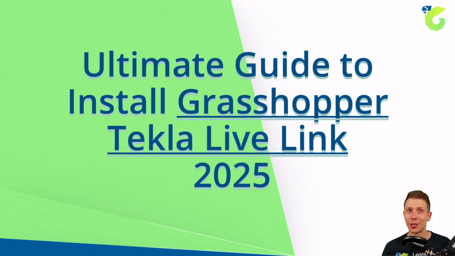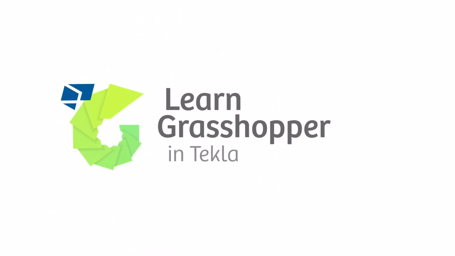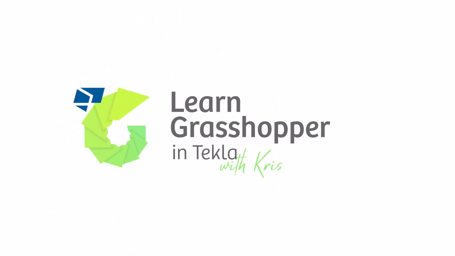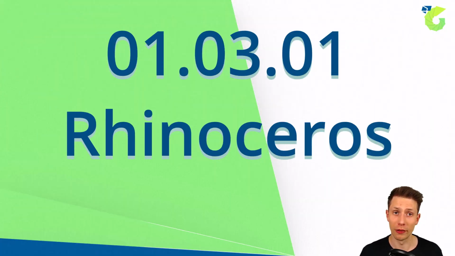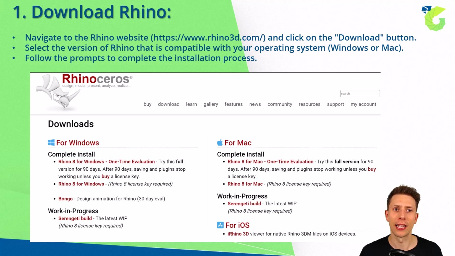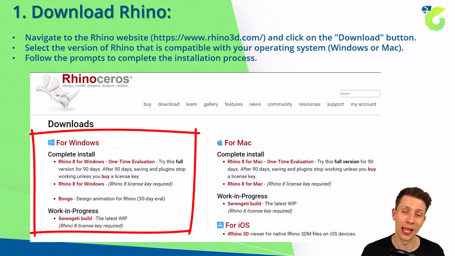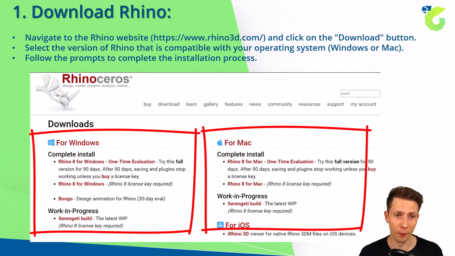Now, let's go to the installation process. First, we are going to start with Rhino. Rhino can be downloaded through the official website, rhino3d.com. There you can find two versions, one for Windows and a second one for Mac.